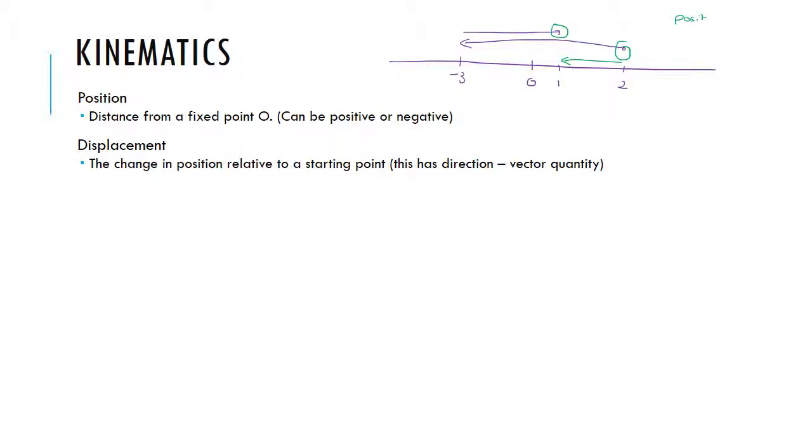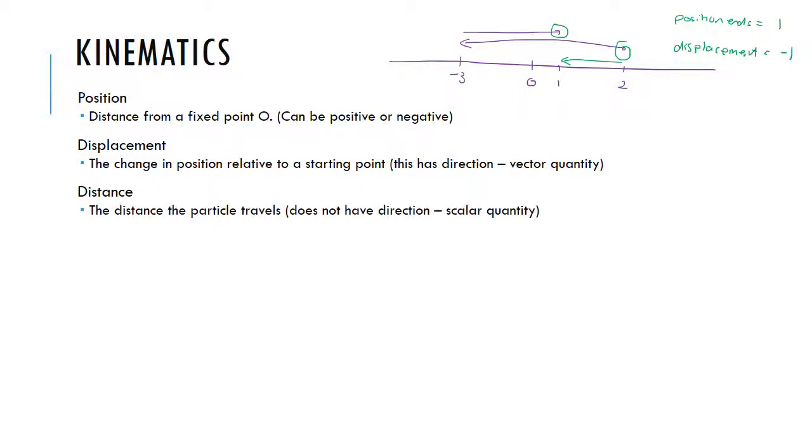So the displacement in this little diagram here, the position that it ends in is 1. The displacement from the start to the end is -1 because we've moved 1 to the left, from 2 to 1 overall. But the distance is different again, because the distance we have travelled is 5 units to the left, and then from -3 to 1, that's 4 units to the right. So our distance is 9. So there is a bit of a difference between position, displacement, and distance.